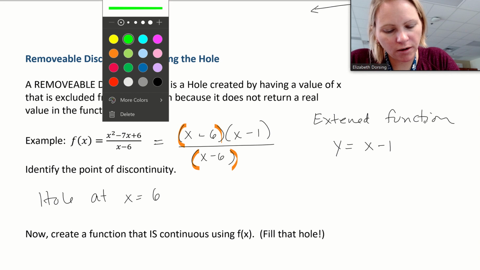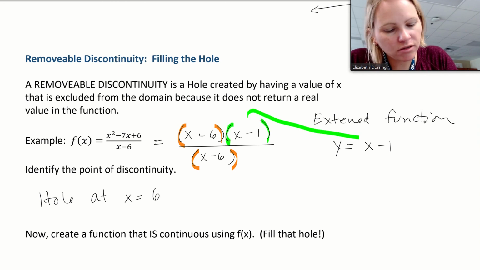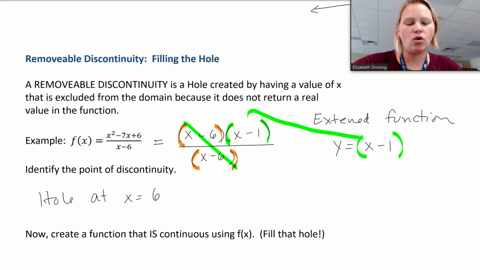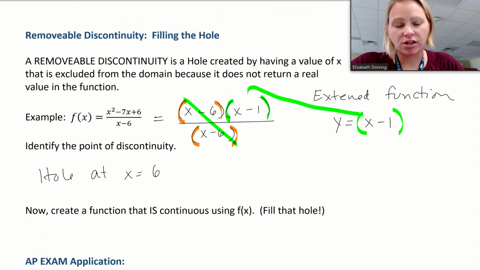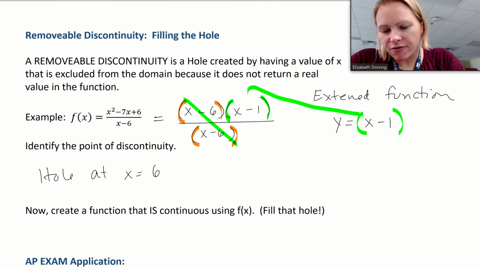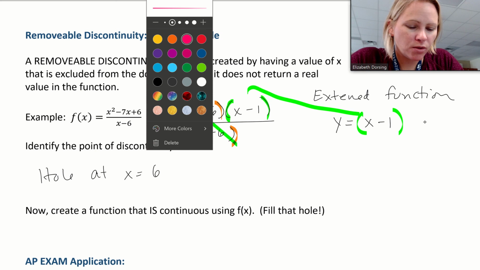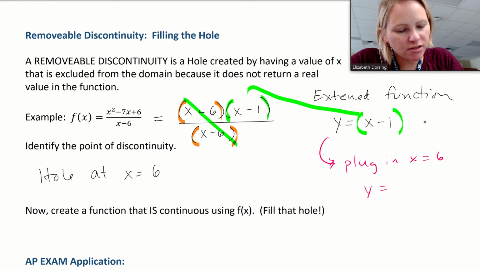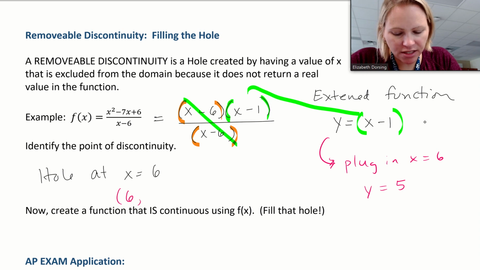And we've talked about this before. So this guy here is your extended function when we cancel out the factor that creates the hole. Now, if you graph this f of x and you graph the extended function, they will look identical on a graphing calculator. They'll both be a line. And so what you're going to do to fill the hole is plug in x equals 6, and I'm going to get y equals 5. So the location of the hole is actually at the point (6, 5).